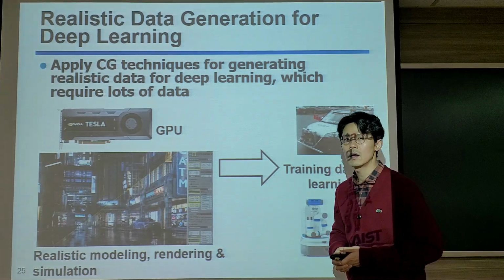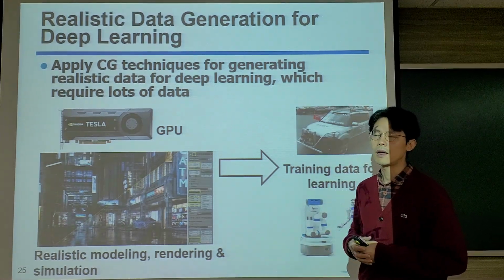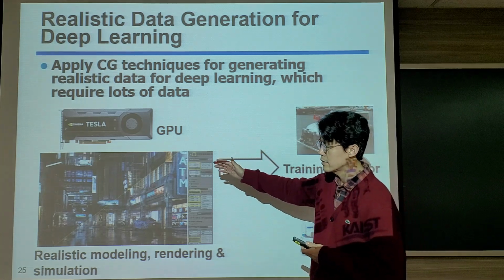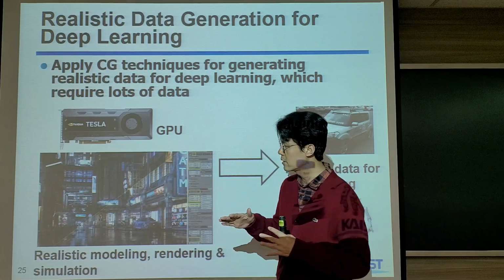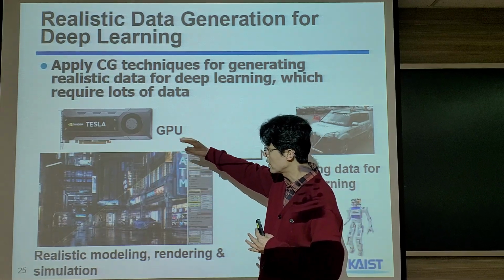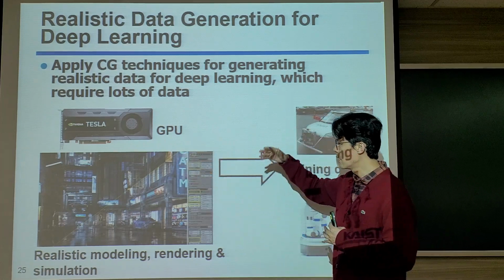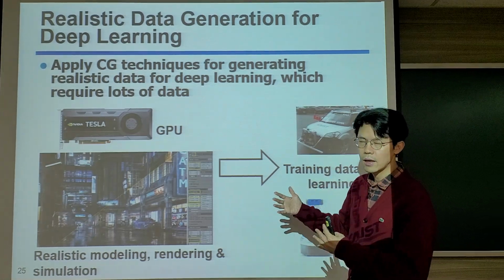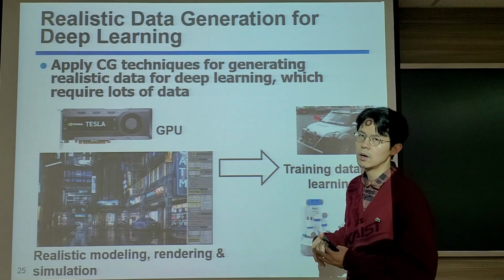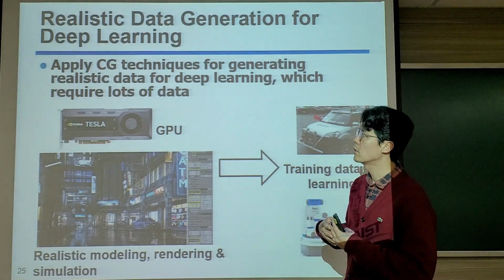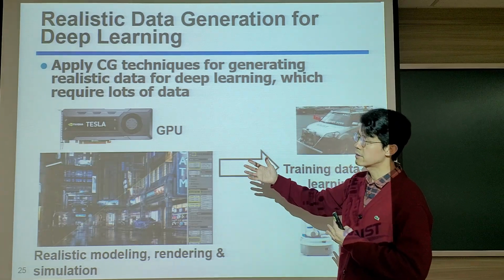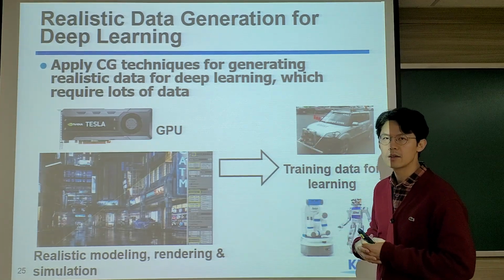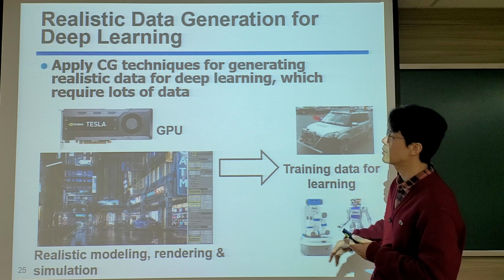Also, it's not just computer graphics applications. Recent AI techniques require lots of realistic data. Computer graphics has resulted in very advanced techniques to generate realistic modeling, rendering, and simulation. Based on that, we can generate synthetic data. It's not real data, but collecting real data is very expensive. So we can use CG techniques to generate synthetic data in addition to realistic data, so that we can design AI or deep learning techniques for robotics and many other applications.